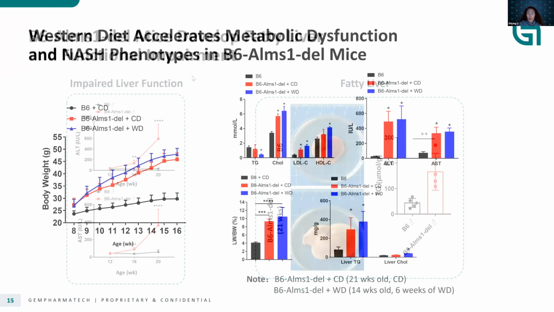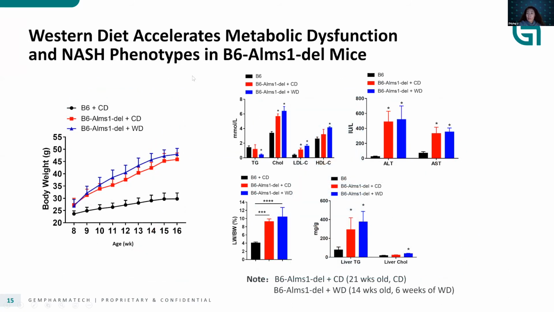Now, we challenged the animal with a Western diet. So Western diet is different from the high-fat diet in a sense. High-fat diet is only high in the fat content of the diet. Western diet is not only high in the fat, but also in glucose. So it's more similar to the so-called Western diet, with highly processed food as well.